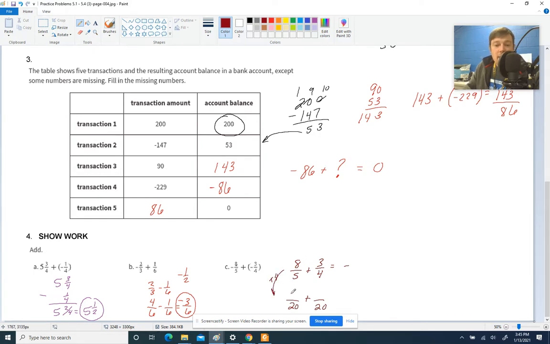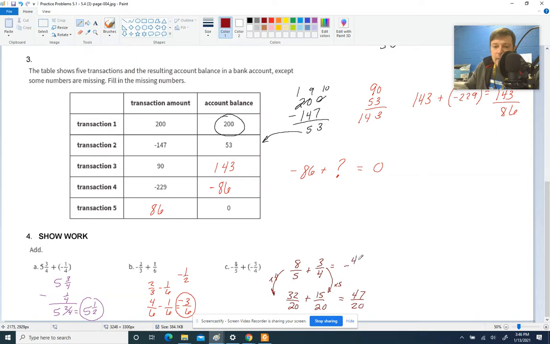So I need to do 8 times 4 to get to 32. And I multiply 4 times 5 to get to 20. So I need to do 3 times 5 to make that 15. And 32 plus 15 is 47. So my answer is 47/20.